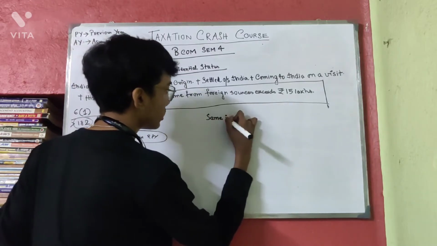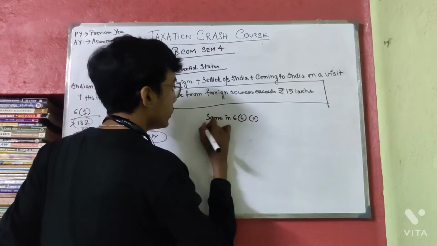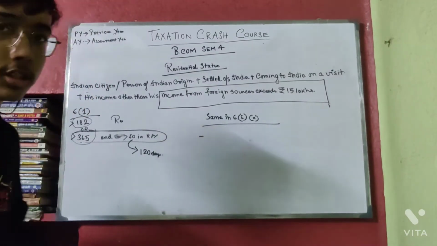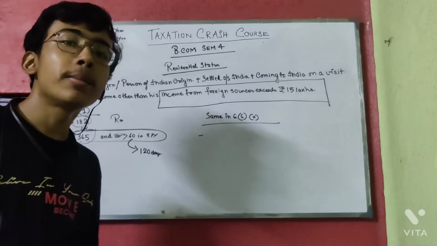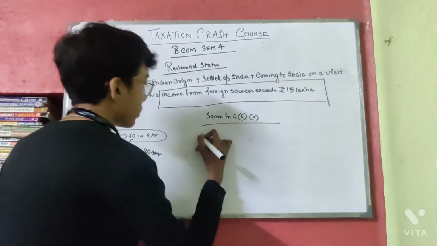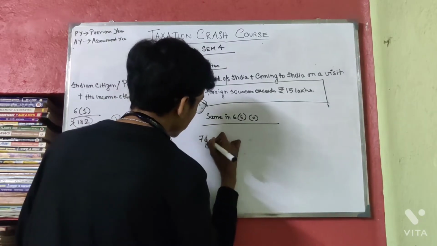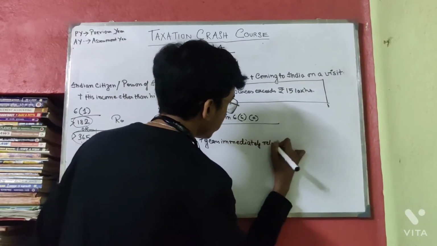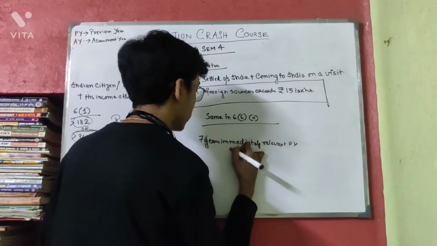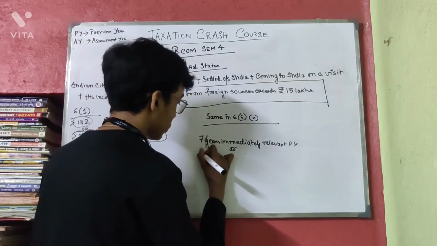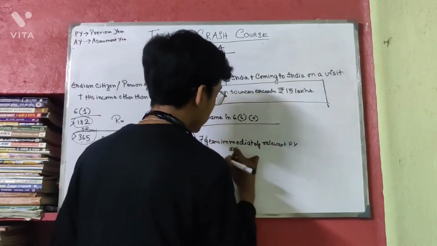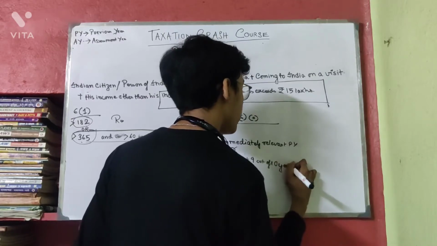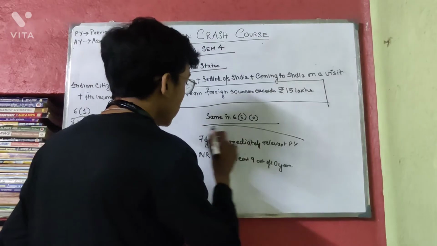Like the same in section 6(6)(a), you will see that there is a condition that he must be a non-resident in India for 9 out of 10 years, or he must stay in India for 729 days or less in the 7 years immediately preceding the relevant previous year. So these will remain the same. Only one new thing will be added.